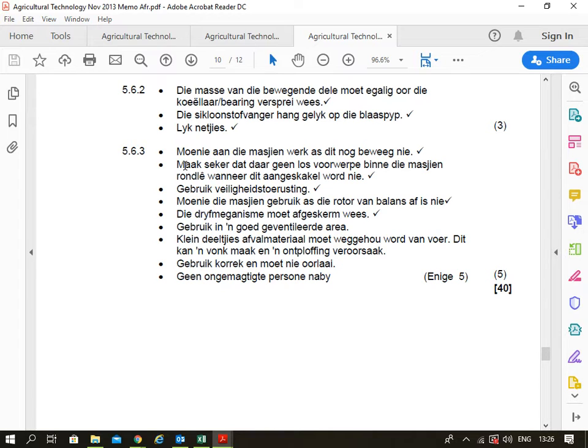Maak seker dat daar geen losvoorwerpe binne die masjien is nie. No loose objects inside the hammer mill. Gebruik veiligheidstoerusting. Guys, always wear your safety equipment. Always wear your safety equipment. As you can see, my camera is off, so you know, always wear your safety equipment. Like the goggles that you guys wear here and not here.